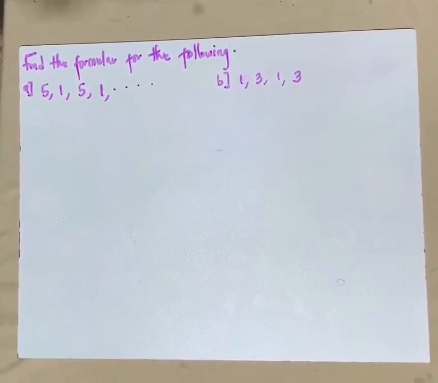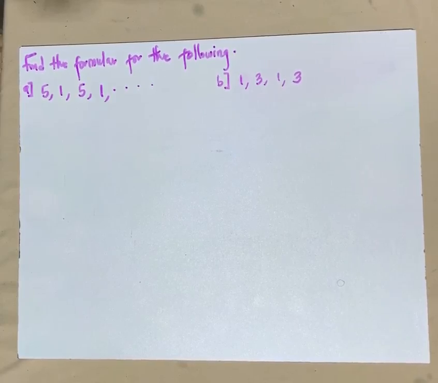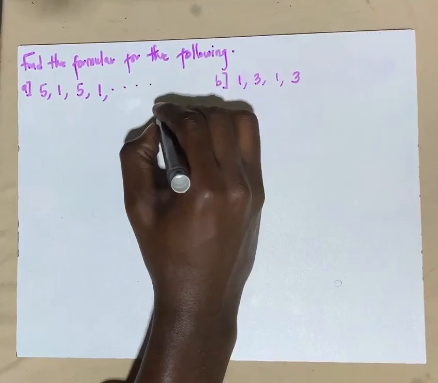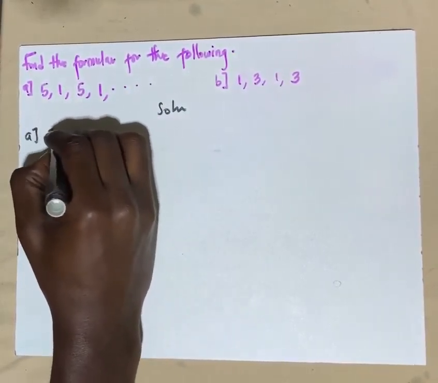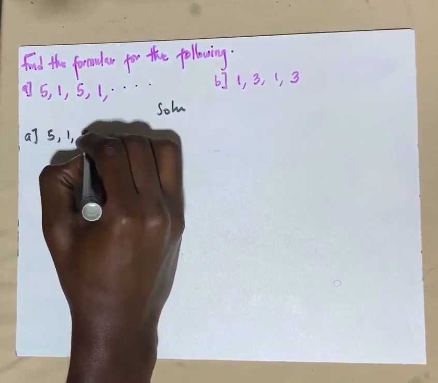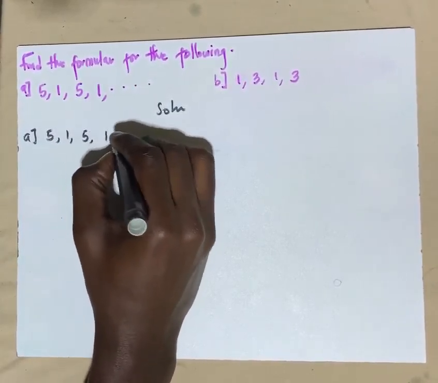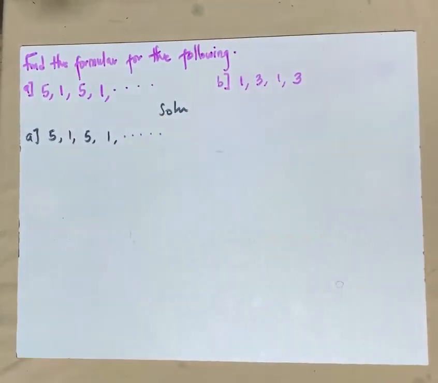Okay, so let's look at our last example for finding the formula of a sequence. Yes, and with this type of example, we are also going to look at a different type of sequence. Now, let's look at the first one. Okay, so with this type of sequence, now let's make some observations.